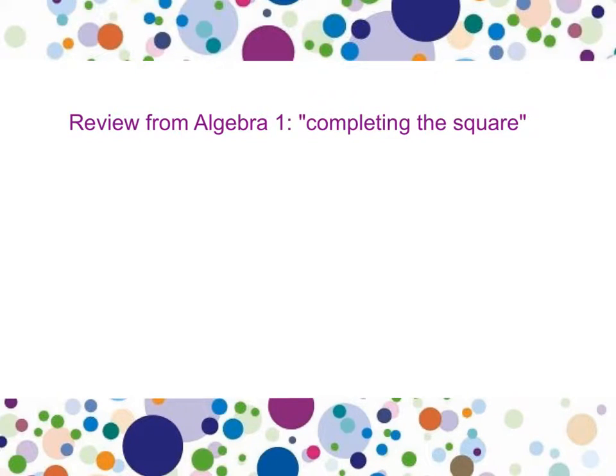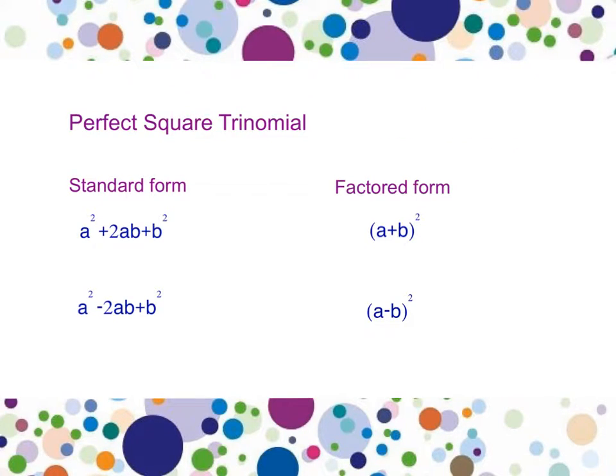This is a review from Algebra 1 on completing the square. In algebra, you learn about perfect square trinomials, and you'll often see these two representations of perfect square trinomials. So a squared, and it's either plus or minus 2ab plus b squared.